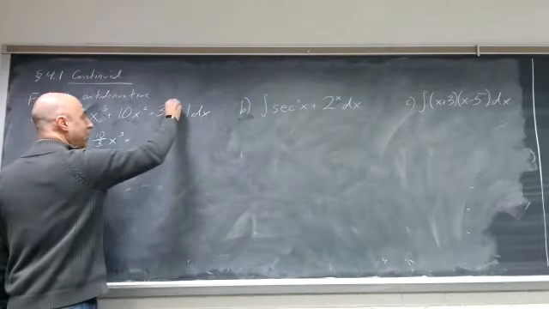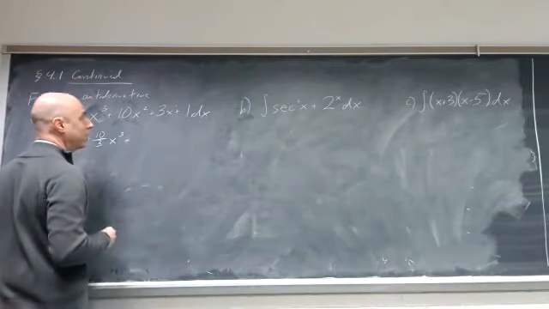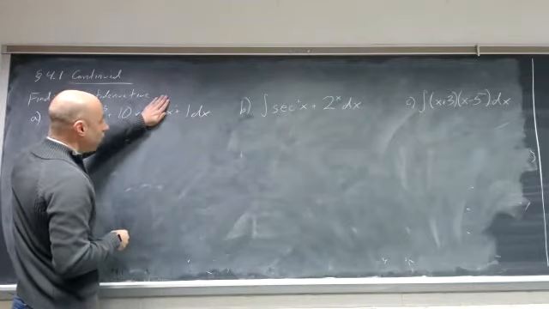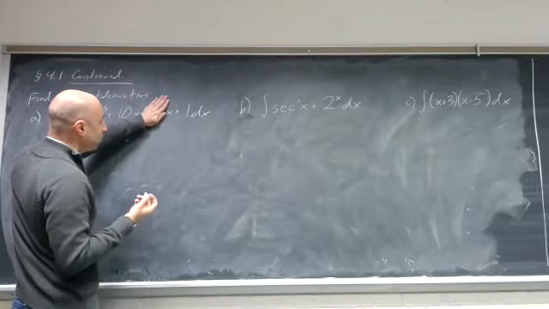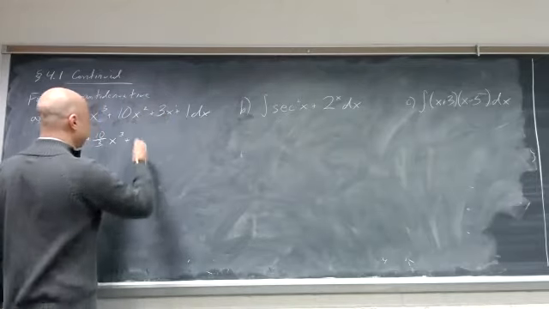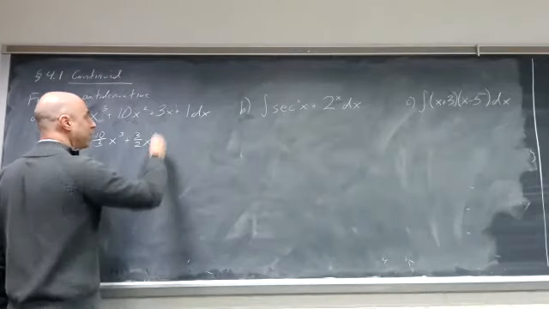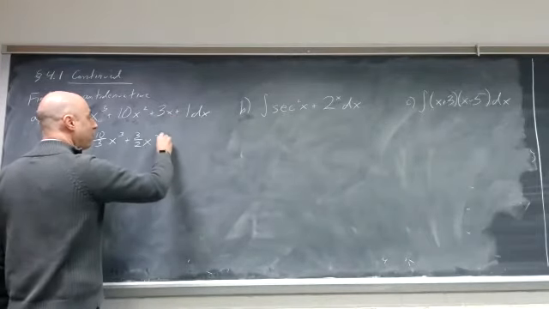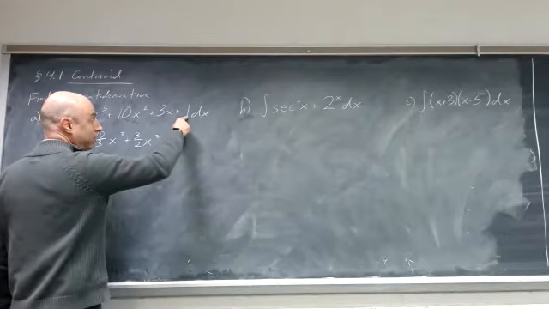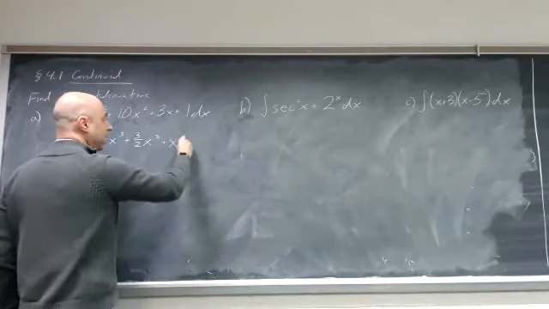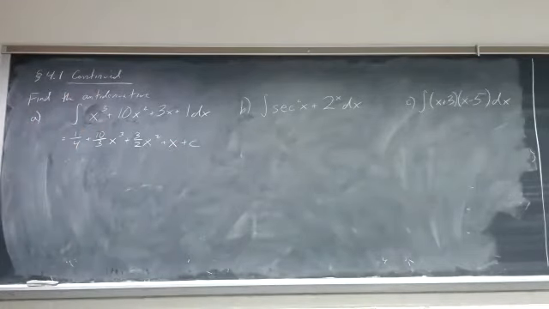Remember, above the x, we have an invisible 1. So the antiderivative of x, the 1, is 1 over 1 plus 1, 1/2 x squared. But the whole thing's multiplied by 3, so 3/2 x squared. And the antiderivative of 1 is just x. The antiderivative of 5 would be 5x. And don't forget to put in your plus c.